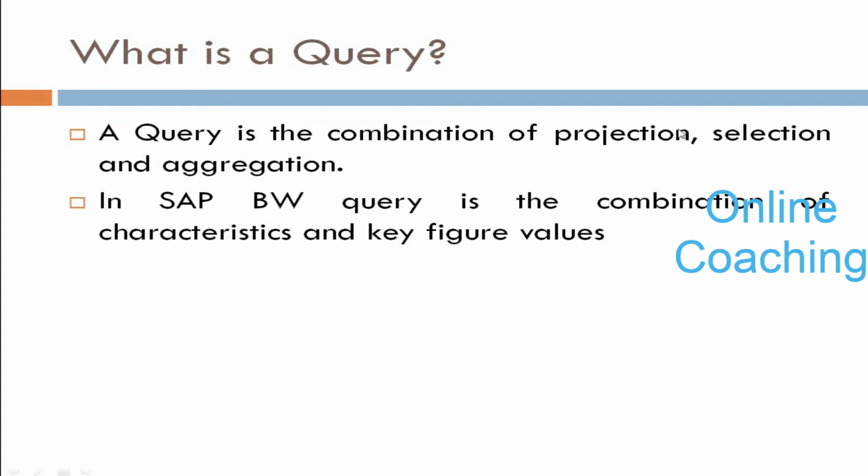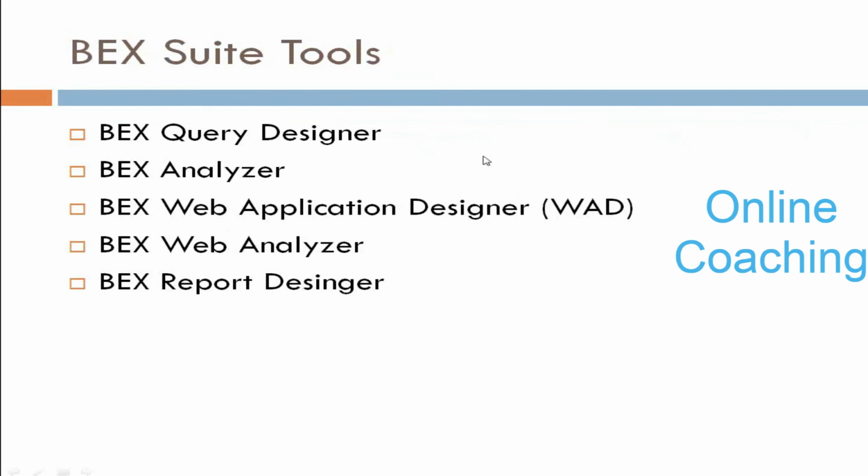A query is a combination of projections, selections and aggregations. In a BW query, it is a combination of characteristics and key figures. Obviously, master data and transaction data is nothing but the report.